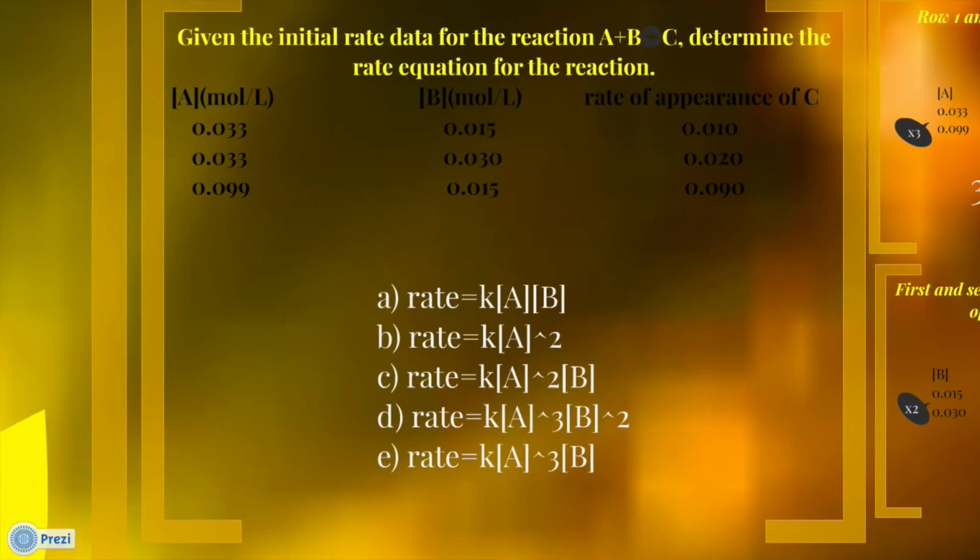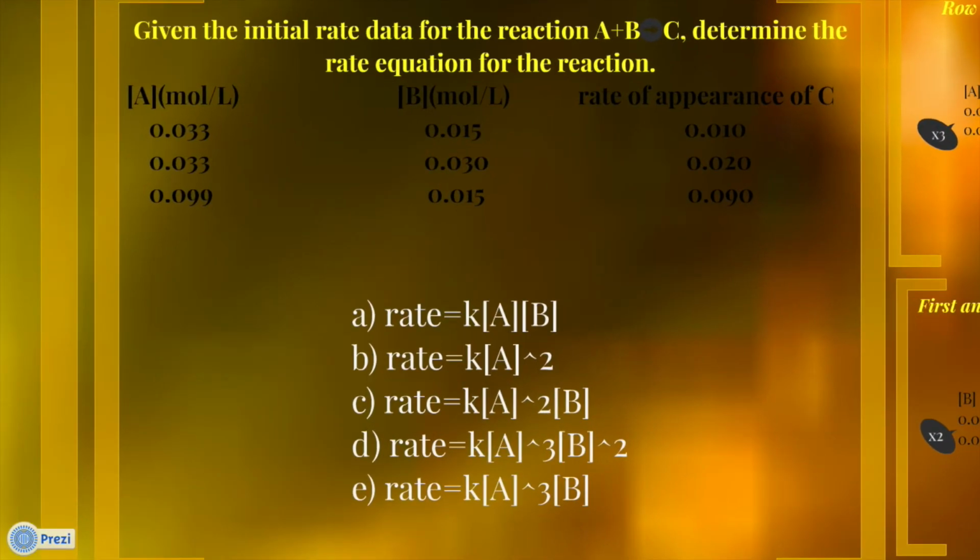Given the initial rate for the reaction, determine the rate equation for the reaction. So this one is a little more tricky, but if we take it slow, it won't be too bad. So when you see this problem, the first thing you should think is that the last column, rate of appearance of C, is going to be your rate in your rate law. So you can think of our rate law being C, or the last column, equals K times the concentration of A times the concentration of B, where B and A will have their needed exponents.